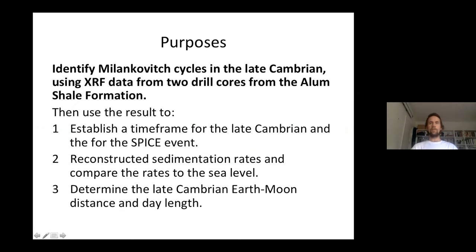So, first of all, the purpose of this study was to try to identify Milankovitch cycles in the late Cambrian using XRF data from two drill cores from the alum shale formation. And if this was possible, then we would use the result to establish a time frame for the late Cambrian and for the SPICE event, which is a positive carbon excursion event that occurred in the late Cambrian. And then we wanted to reconstruct the alum shale sedimentation rates and compare these rates to sea level. And lastly, we want to determine the late Cambrian Earth-Moon distance and day length.